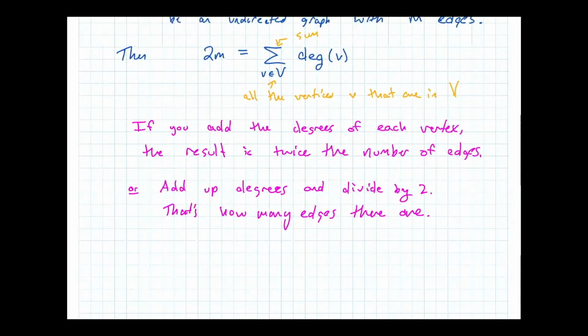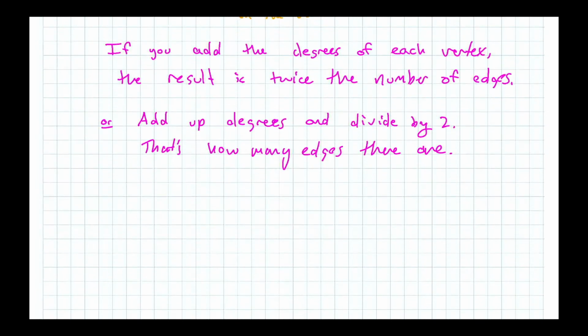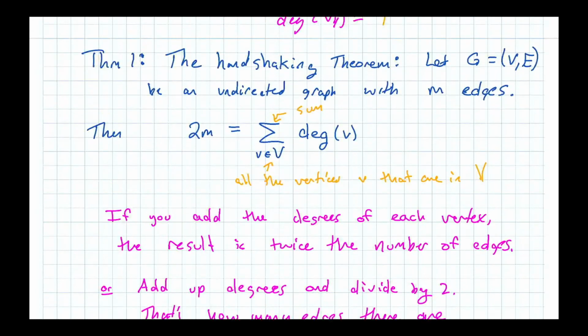It's an important theorem. One of the things it does is it tells you that some degree sequences are not possible, because this tells you that if you add up the degrees, you have to get an even number. So if you add up the degrees and you got an odd number, then you would have a problem.